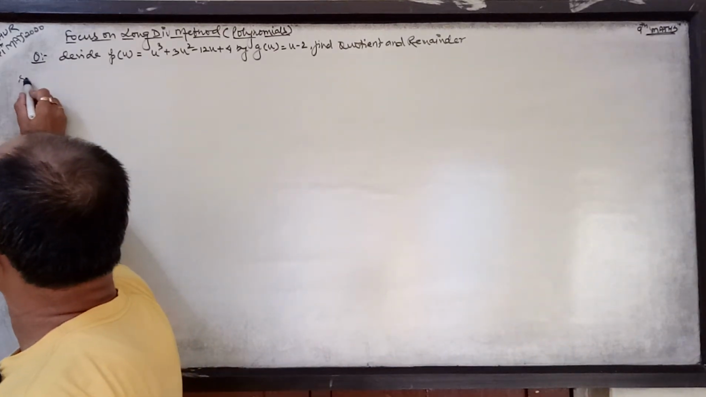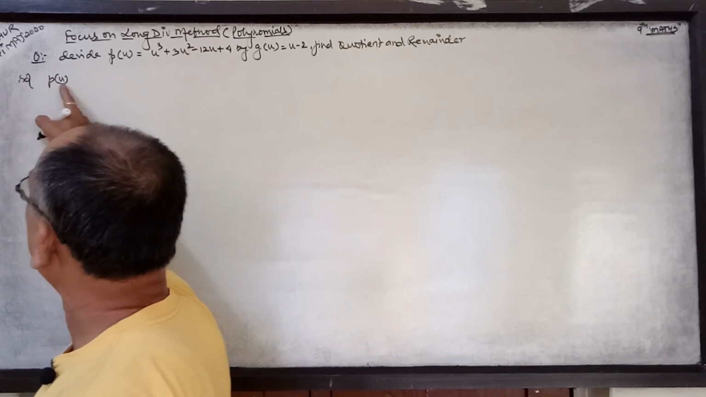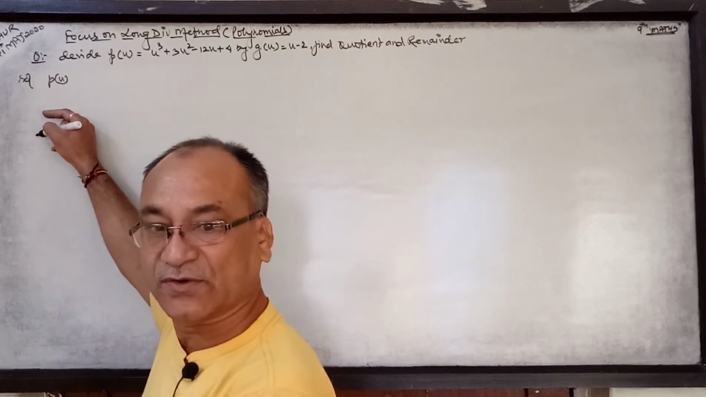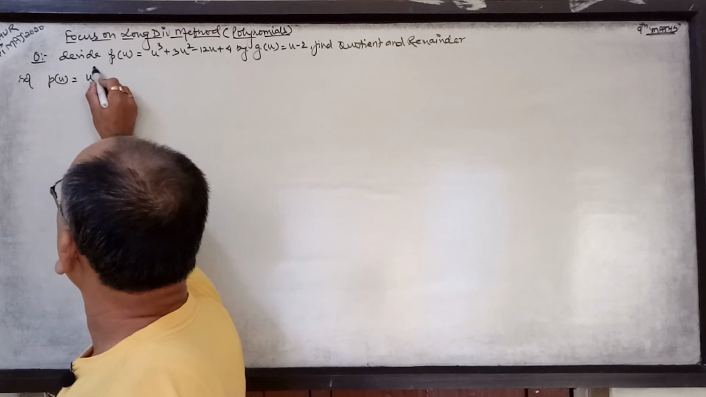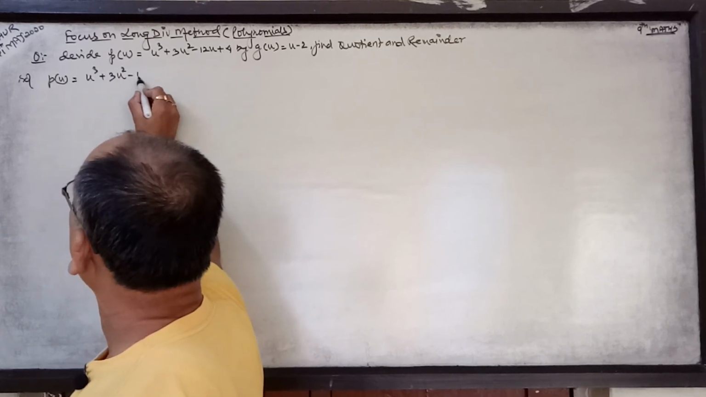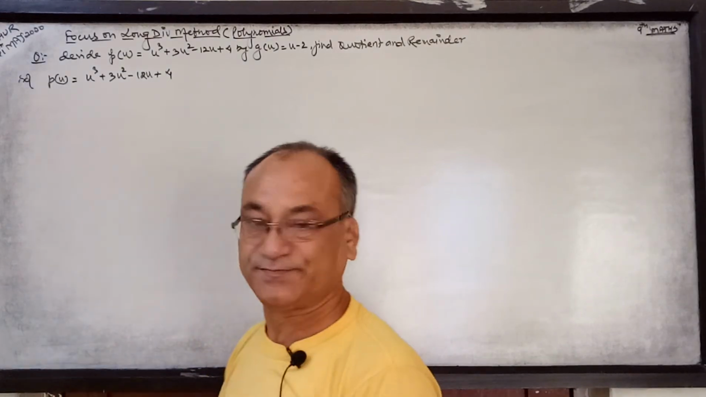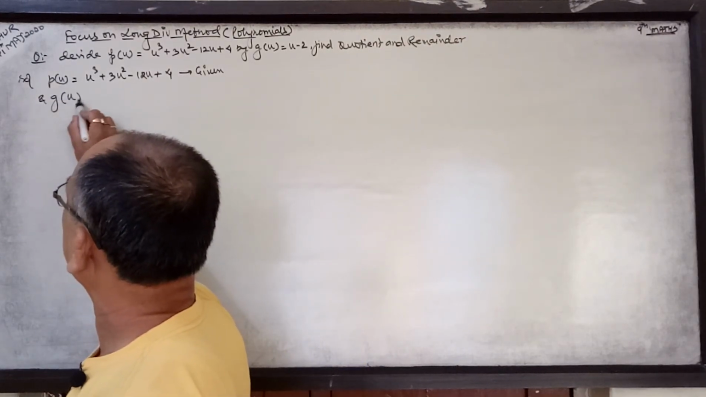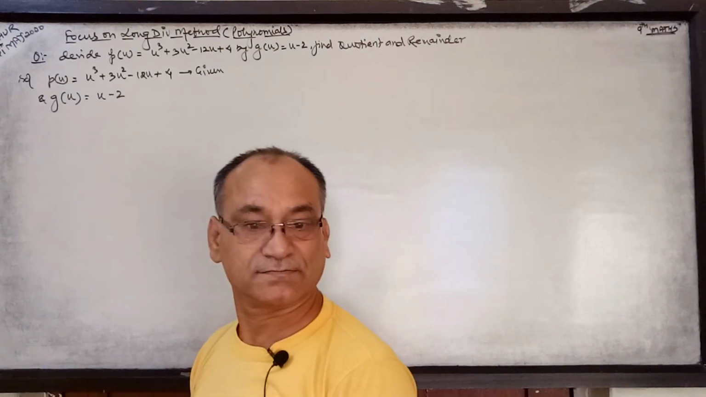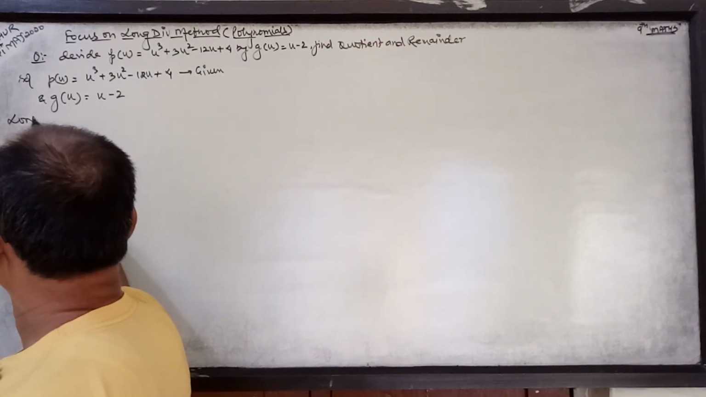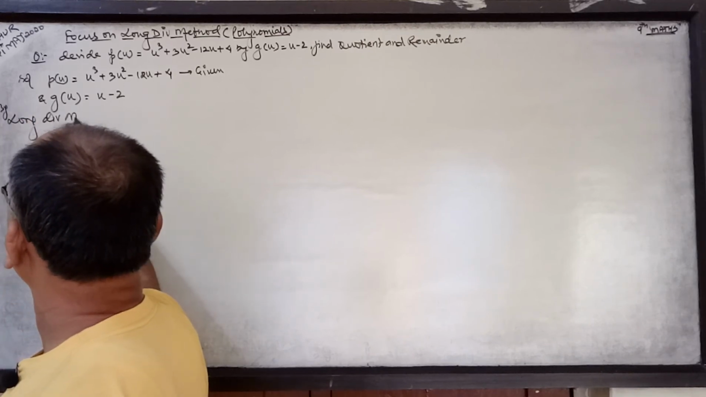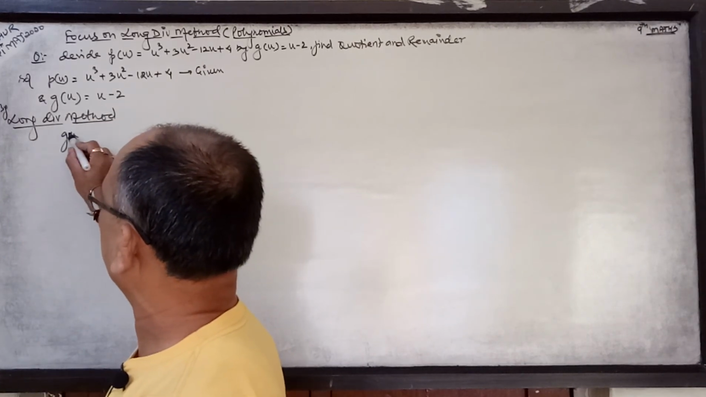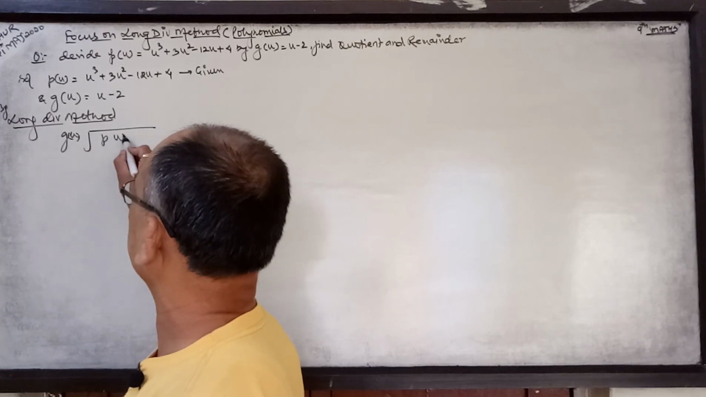So now in the solution, first please write P(u), a polynomial in u. Generally the questions are given in x only, but here P(u) = u cube plus 3u square minus 12u plus 4 is given, and g(u) = u minus 2. So by the long division method, this is g(u) divide P(u). This is the meaning.